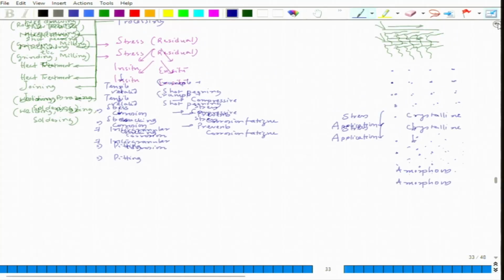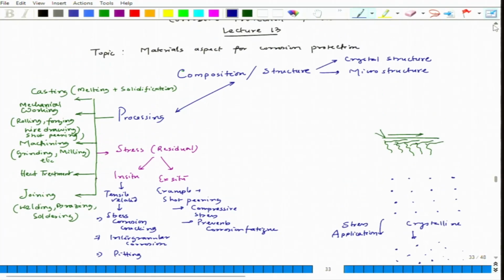Now, we talked about the effect of stress, and we could see that the stress is actually coming due to processing, and that is what we are incorporating in the processing segment. That has a relation to the structure, and that would have a relation towards electrochemical behavior or corrosion behavior. Once we incorporate this, what we are seeing is that processing is leading to some change in the electrochemical behavior.